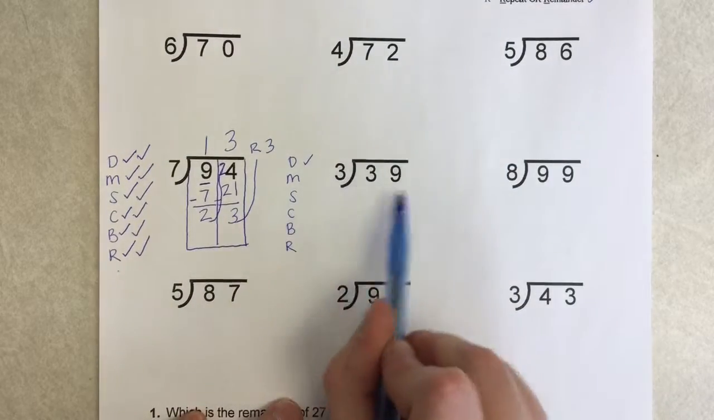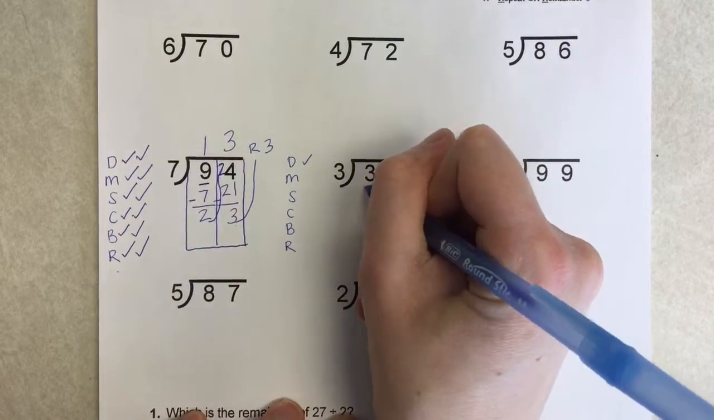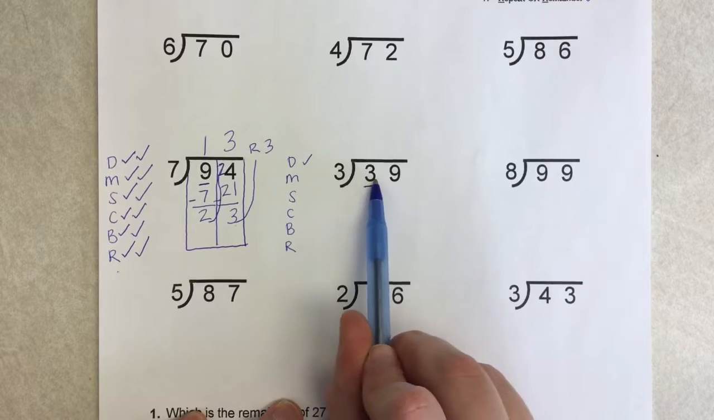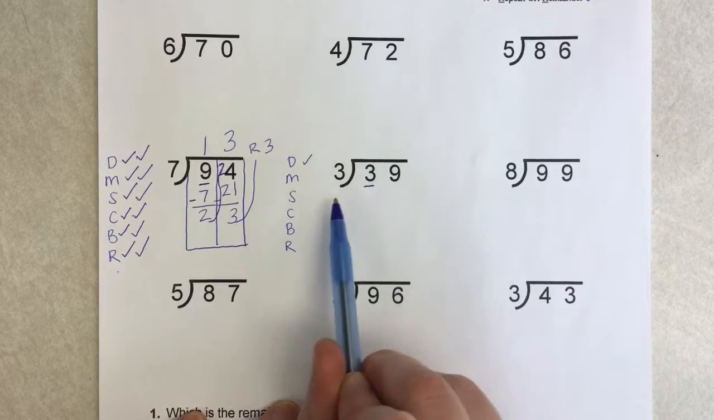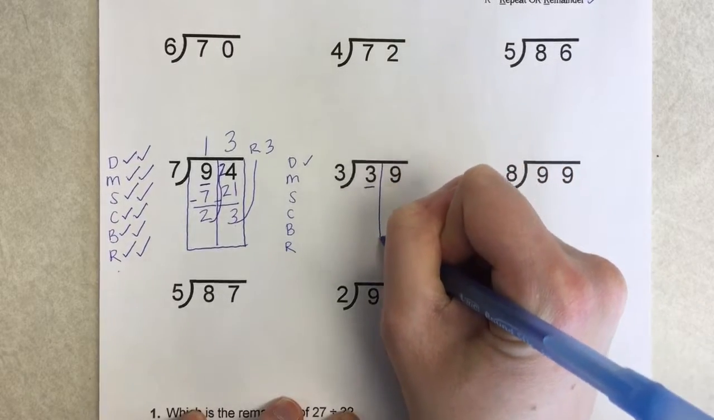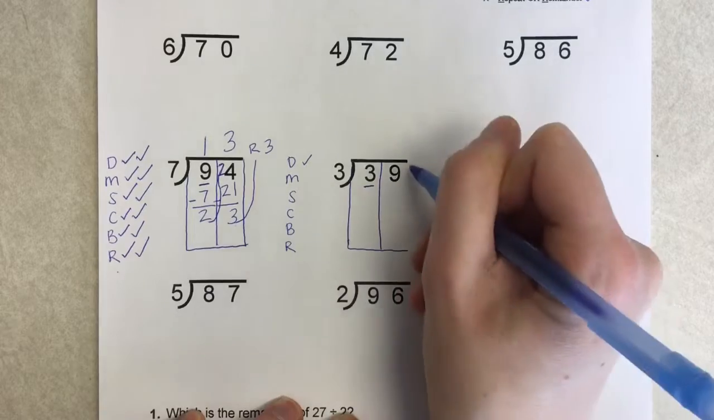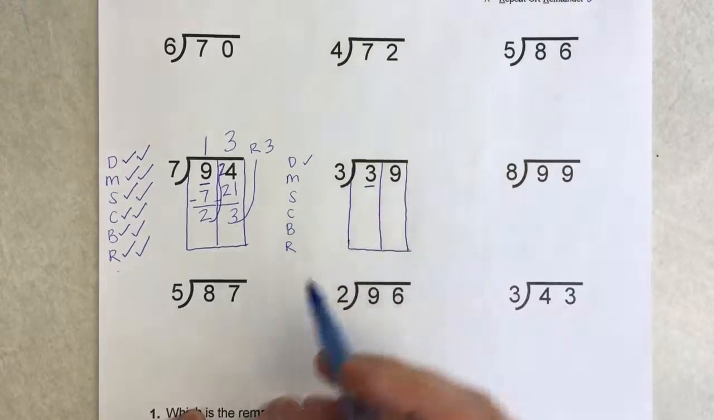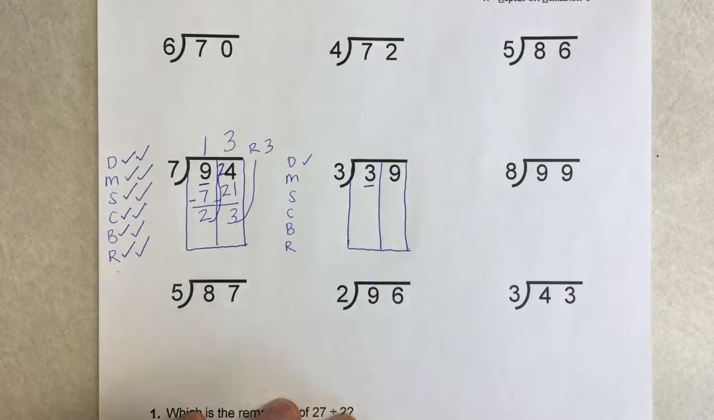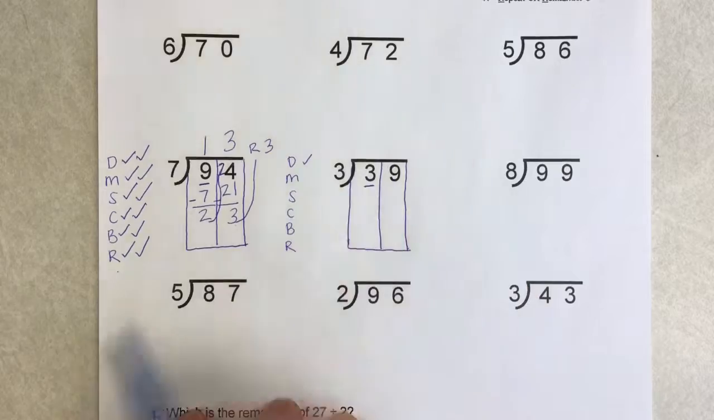So I have 39 Smarties and I have 3 kids. I'm going to look at just the first number, 3. Can I start giving 3 Smarties to 3 kids and still give everyone 1? Yeah, I can. So I'm going to draw my box. So my line goes here, and I make a box here. This tells me that I'm going to have to go through the long division steps twice because I have 2 boxes.